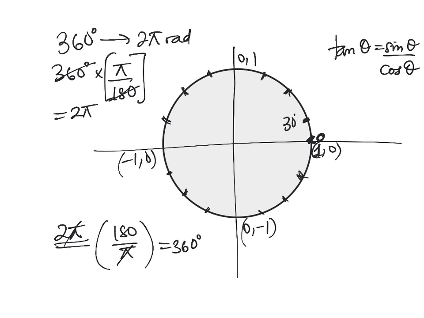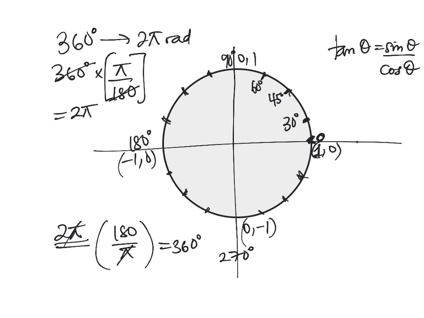Then we have 30 degrees, 45 degrees, and 60 degrees, and then we have 90 degrees over here. We have 180 degrees over here, 270 degrees over here, and then technically it comes back around to 360. So if you go around the circle, you come back to 360 degrees. That is something to keep in mind.